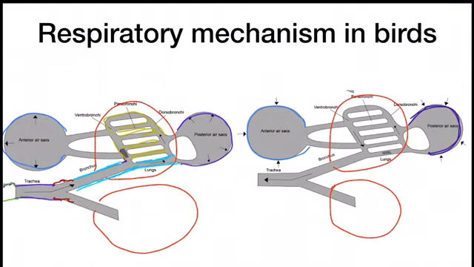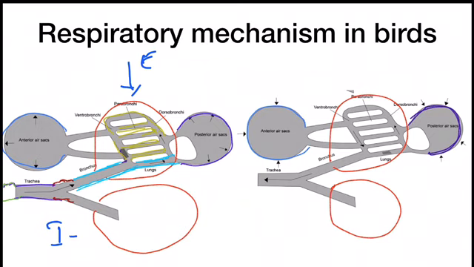In the inspiration process, the air from the trachea reaches the bronchus. From the bronchus, it reaches the primary bronchi of the lungs. Then from the primary bronchi it reaches the mesobronchus, and from the mesobronchus it reaches the posterior air sacs, and also some of the air reaches the secondary bronchus. Then from the secondary bronchus, it reaches the tertiary bronchus or parabronchi, and from the parabronchi, it reaches the air capillaries. In the parabronchi, we observe the exchange of oxygen and carbon dioxide. So in the first cycle of inspiration, we observe the exchange of gases.